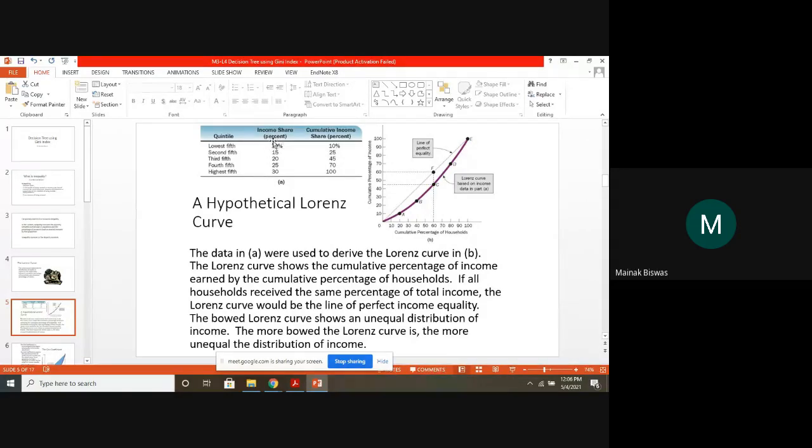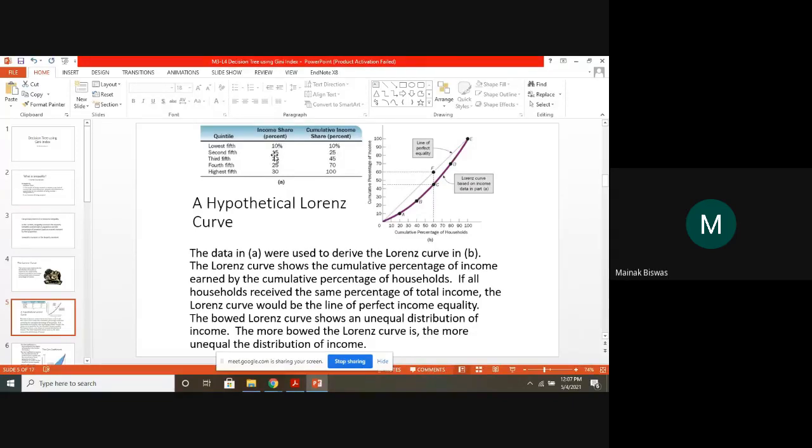The lowest fifth quintile has 10% of the share. Second has 15. Third has 20. Fourth has 25 and highest has 30. So the richest people have 30% of all the resources. So this is how it is cumulatively counted.